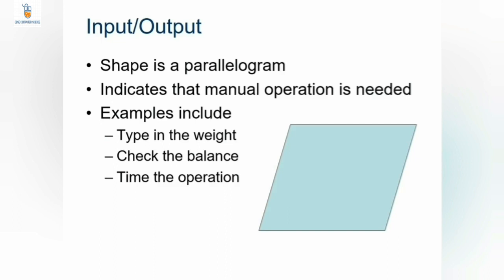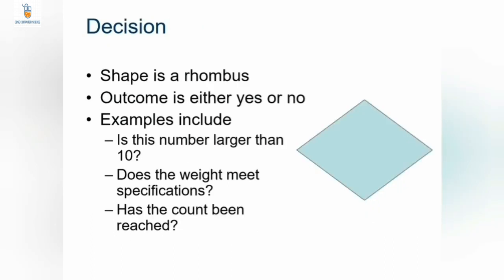Example, type the weight, check the balance, time the operation, give any input and give the output always in a parallelogram. So parallelogram is for input and output purpose. Then we use a diamond or a rhombus shape.